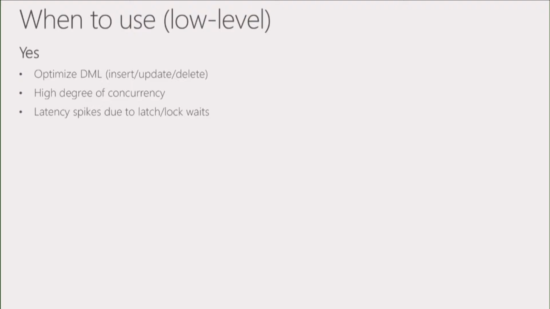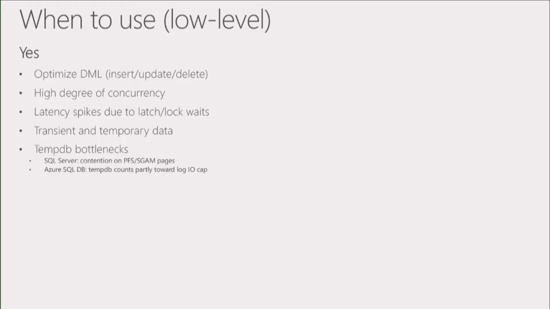If you have latency spikes, you see during your spikes that you have waits on latches or locks, consider this. Again, transient, temporary data: even if you extensively use something like temp tables, table variables, also look at this. And also if you have actual bottlenecks in TempDB. So for highly concurrent OLTP applications that extensively use TempDB, there's often contention on allocation resources like PFS or SGAM pages.